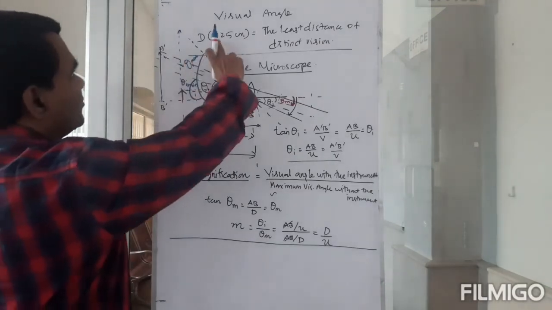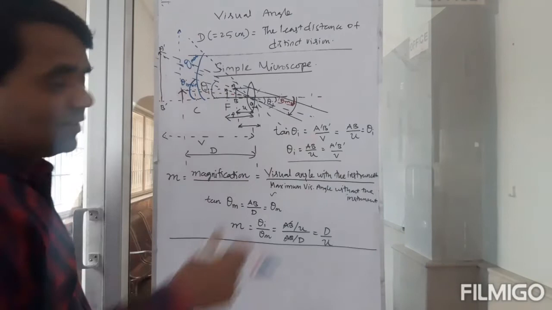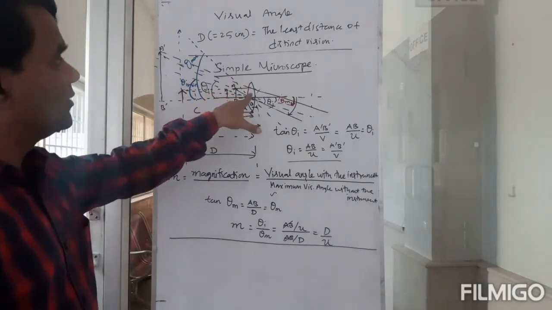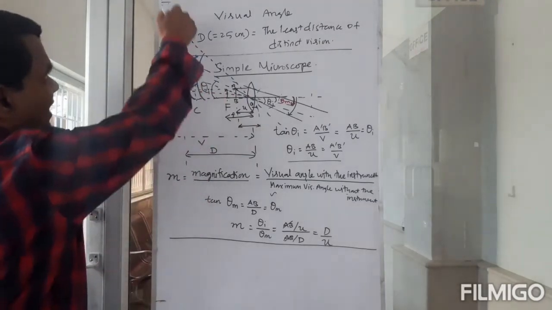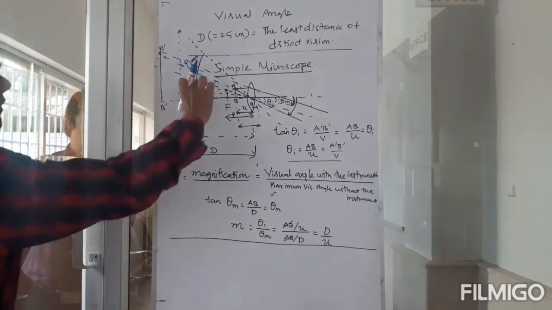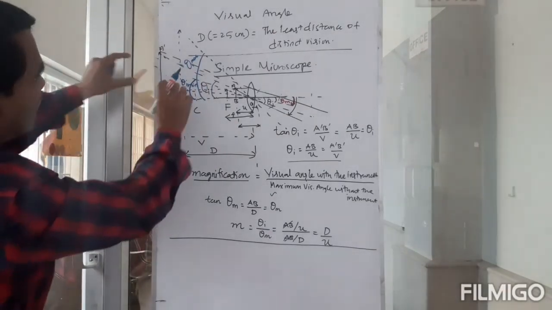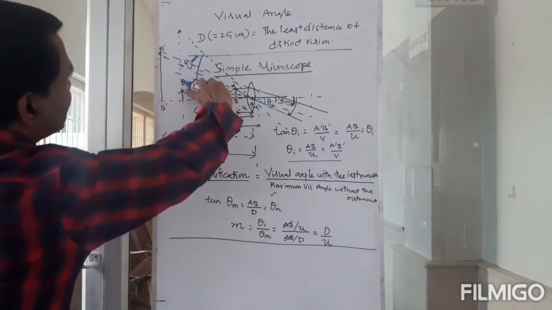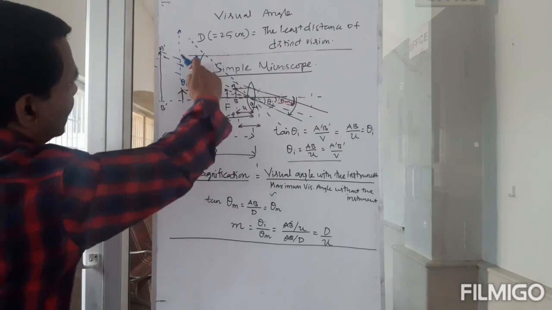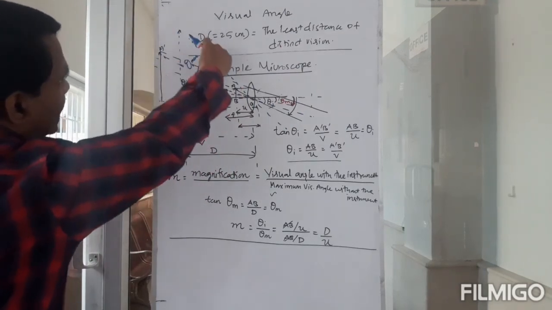Otherwise I can form the image even here also, but then I can't see it. The image has to be at a distance of 25 centimeters for my eye to see. So this is the maximum angle, and when the image is formed at infinity, that's the minimum. From there, as I bring it to 25, this angle is going to shift from theta minimum to some other value of theta I, and then finally when the image is formed at D, I have the theta maximum.